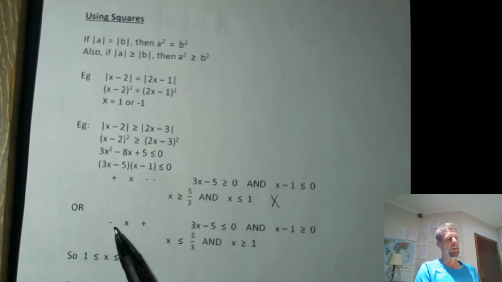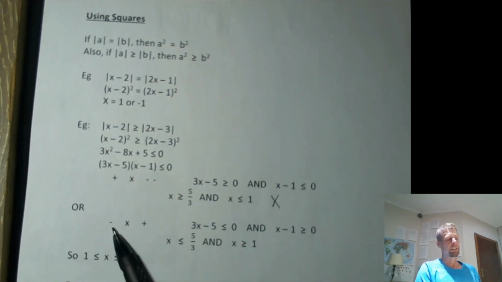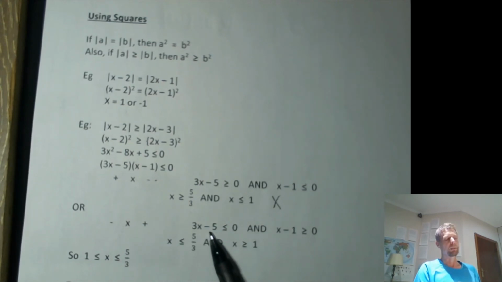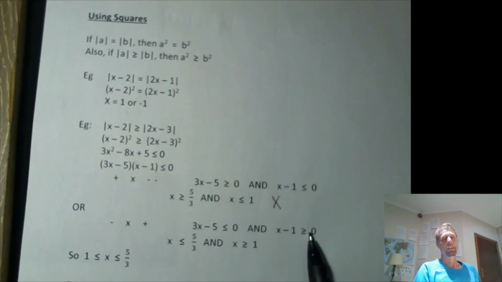If we look at the other option of making 3x minus 5 negative and x minus 1 positive, then we have 3x minus 5 is smaller than 0 and x minus 1 is bigger than 0. That leads us to, from here, x is smaller than 5 over 3 and x is bigger than 1. And that's entirely possible. So x can be anywhere between 1 and 5 over 3. There you go. x is in the range 1 to 5 over 3.